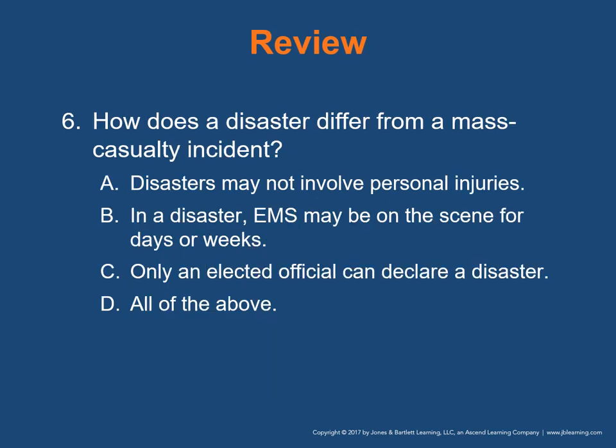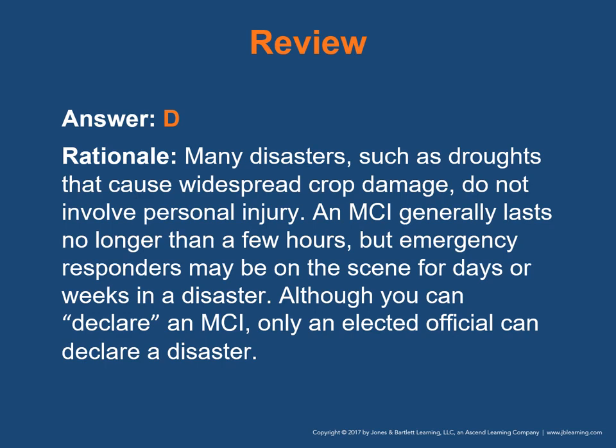6, how does a disaster differ from a mass casualty incident? A, disasters may not involve personal injuries. B, in a disaster, EMS may be on the scene for days or weeks. C, only an elected official can declare a disaster. Or D, all of the above. If you remember the definition of disaster versus the definition of a mass casualty incident, this one will be easy. And it is D. Many disasters, such as droughts that cause widespread crop damage, do not involve personal injury. An MCI generally lasts no longer than a few hours, but emergency responders may be on the scene for days or weeks in a disaster. Although you can declare an MCI, only an elected official can declare a disaster.